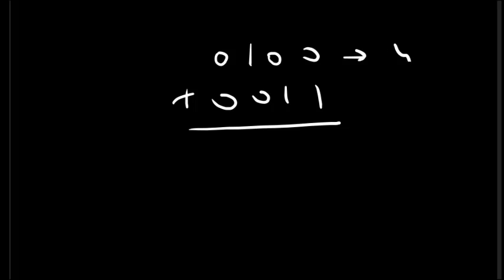Suppose we are adding two numbers, 0100 and 0011. This is actually 4 and this is 3. We are adding these two BCD digits. We get 0111, which is of course 7 as expected.